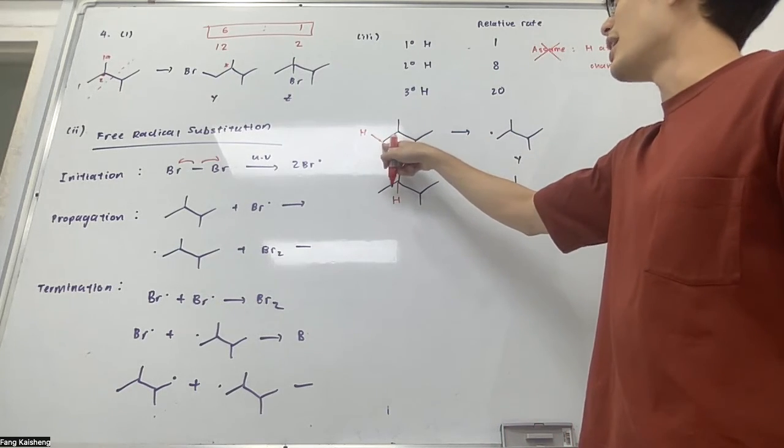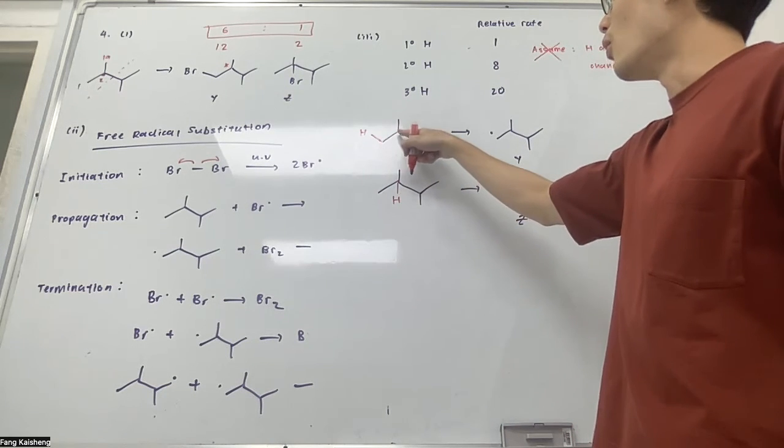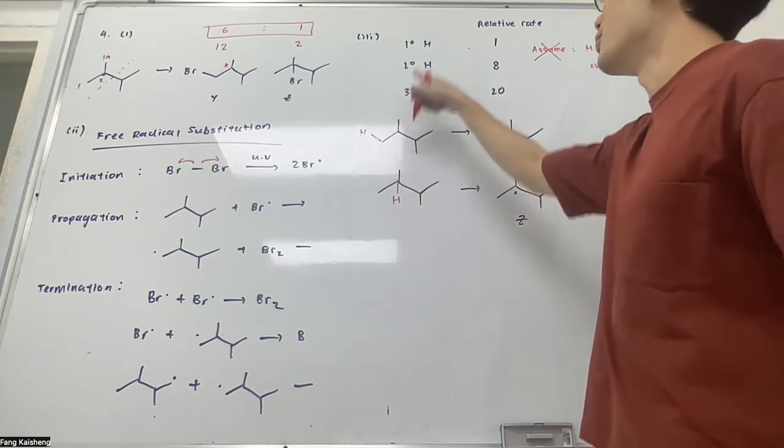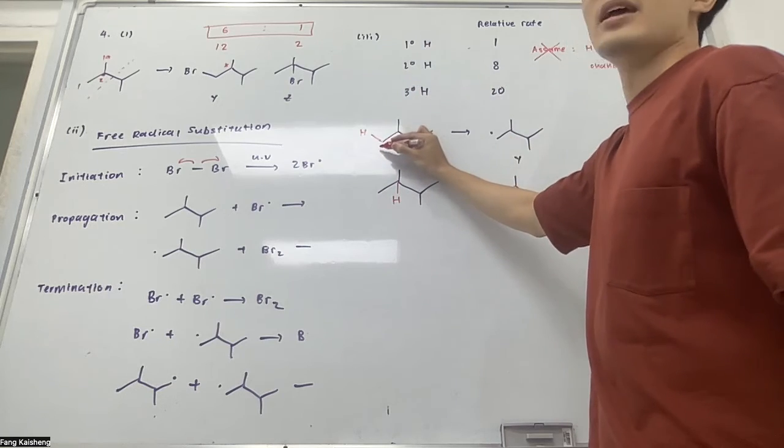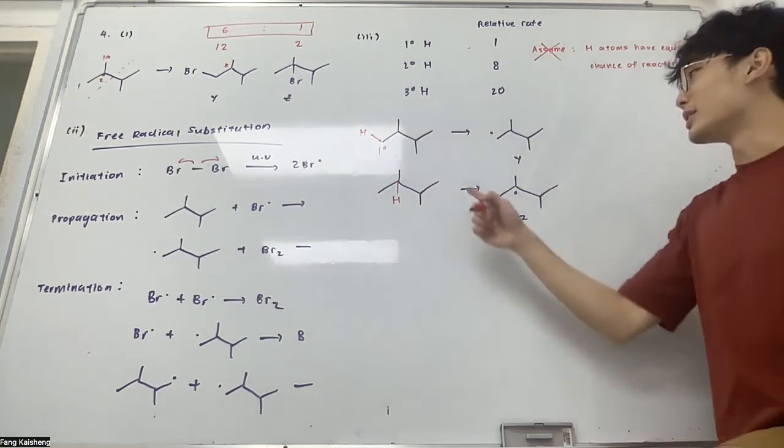Okay, this carbon here, how many other carbons are bonded to it? Okay, this carbon is only bonded to one other carbon. So it's considered which one? It is a primary hydrogen and a primary carbon. You can see that.